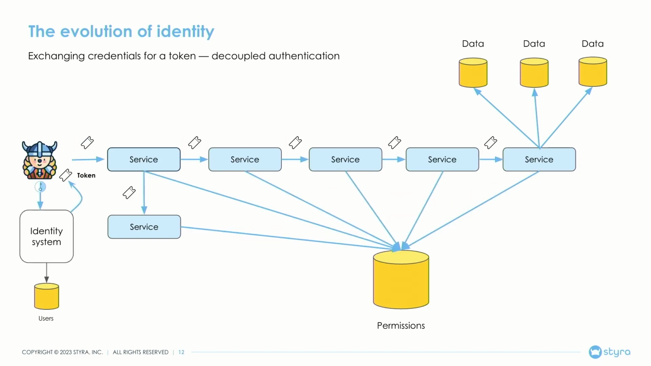So the first step in this evolution of identity is, of course, this decoupling that the previous speakers talked about too, where you decouple identity to an external system, an identity system. So rather than the user going to the service to present their credentials, they go to the identity system. And in return, they get back a token. And that's passed around between all of these.